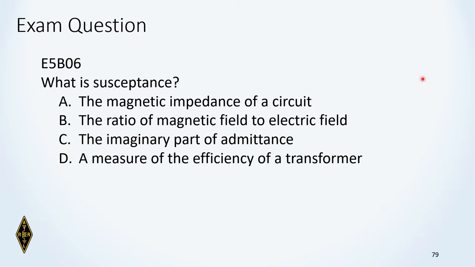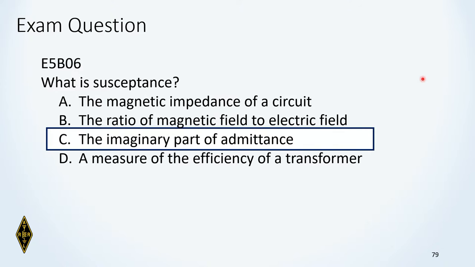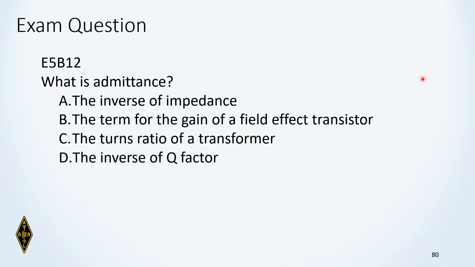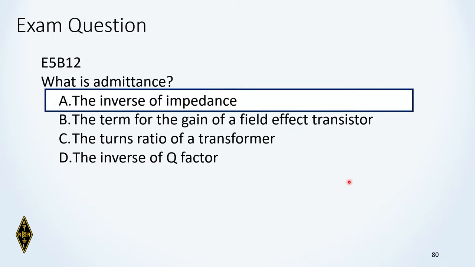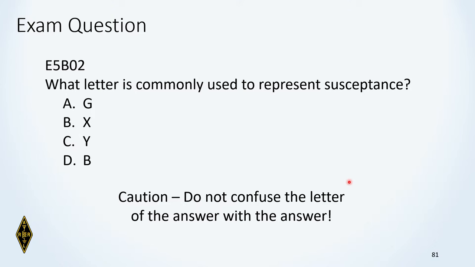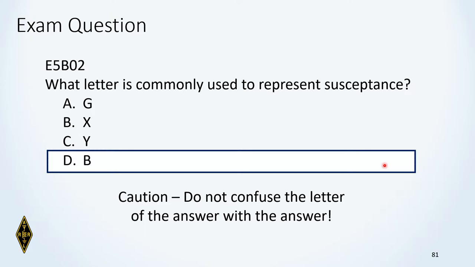What is susceptance? C, Charlie. Yep. Charlie. It's your imaginary friend. What is admittance? A, Alpha. Yep. Alpha. Inverse of impedance. So admit and impede kind of go together. What letter is commonly used to represent susceptance? It is D. Be careful not to confuse the letter of the answer with the answer. So that's an easy way to get tripped on this one. Be sure that you don't say B if you mean D.